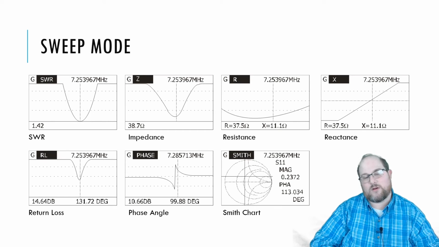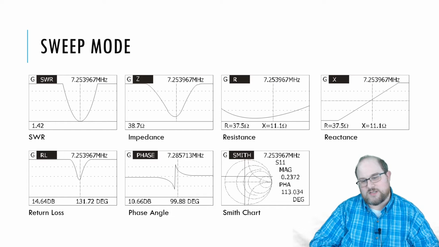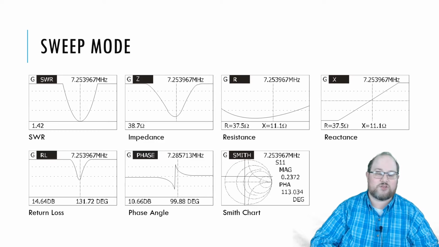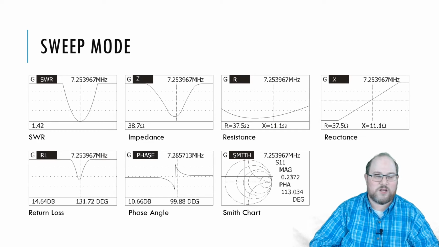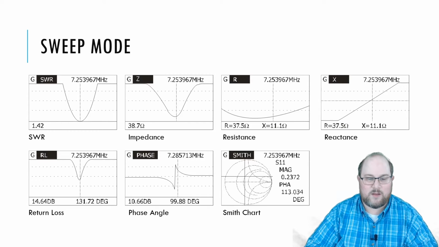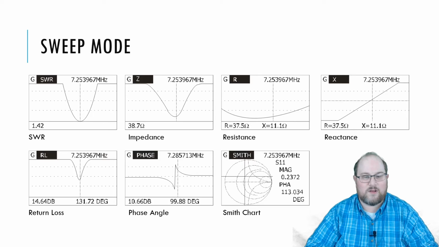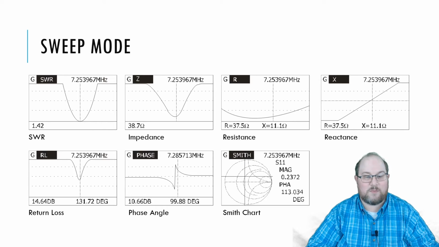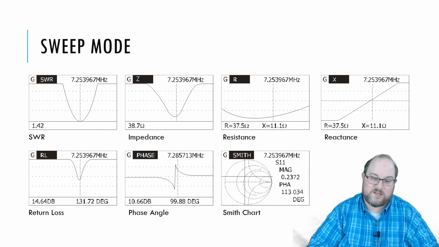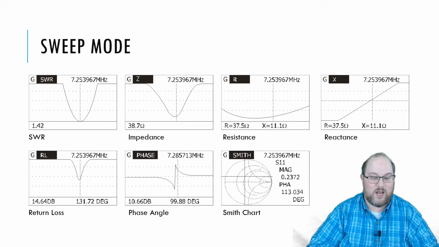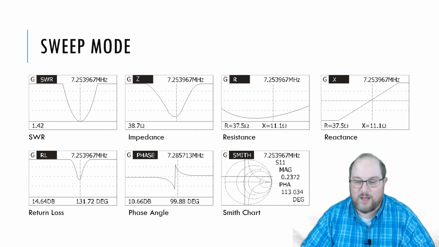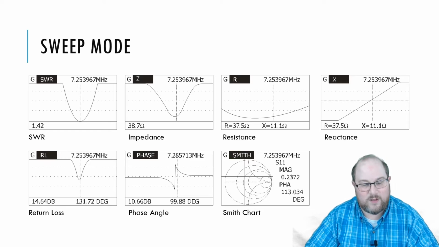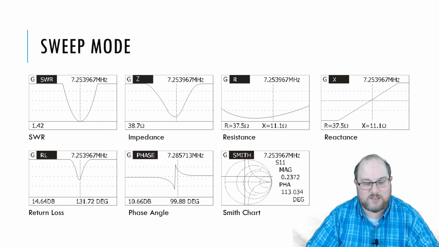In sweep mode, you can enter start and end frequency for the measurements, and a graphical chart is drawn for the different measurement types. And in this example, you can see that at a frequency of 7.253 megahertz, the SWR is 1.44 on the sample antenna, impedance is 38.7, resistance 37.5, reactance 37.5, and of course it also measures the return losses in dB and degrees and the phase angles, and it also draws a Smith chart.